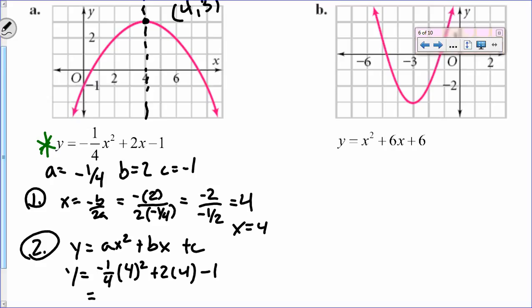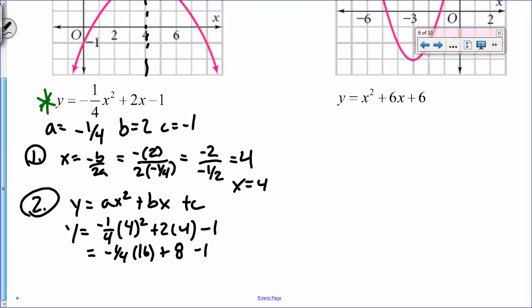So you will need a calculator here. So negative 1/4 times 4 squared is 16, so this is negative 1/4 times 16, plus 2 times 4 is 8, minus 1. Let's scroll a little further and do some more simplifying. So y equals negative 1/4 times 16, which is negative 4, plus 8 minus 1. So negative 4 plus 8 is 4, minus 1 is 3.